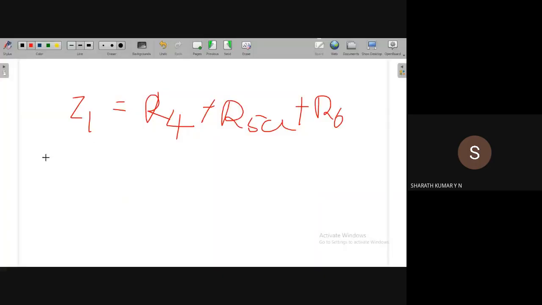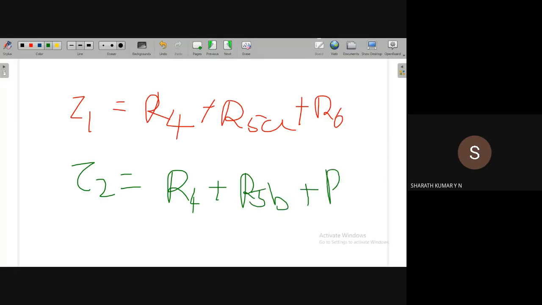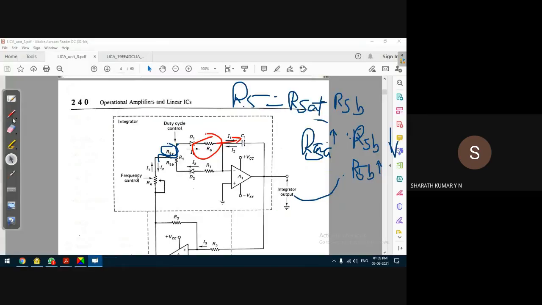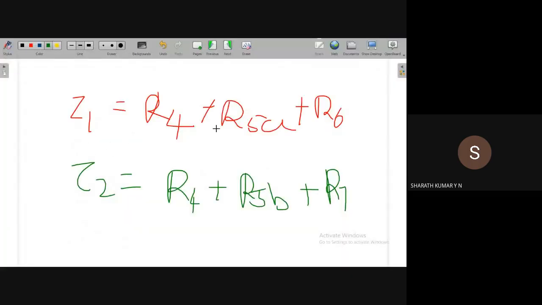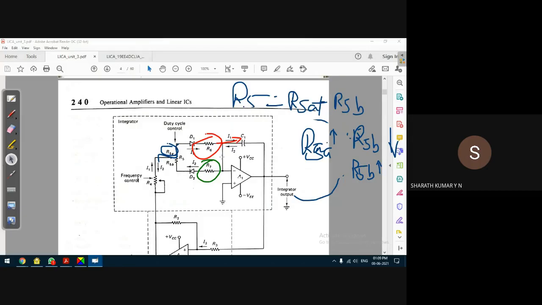What is tau 2? Tau 2 is R4, of course, because it is a fixed value, plus R5B plus R7. What is R7? It is the resistance in series with the diode D2. So for charging the capacitor, this end is positive and this end is negative, which is the negative voltage. While charging, the output voltage is negative.